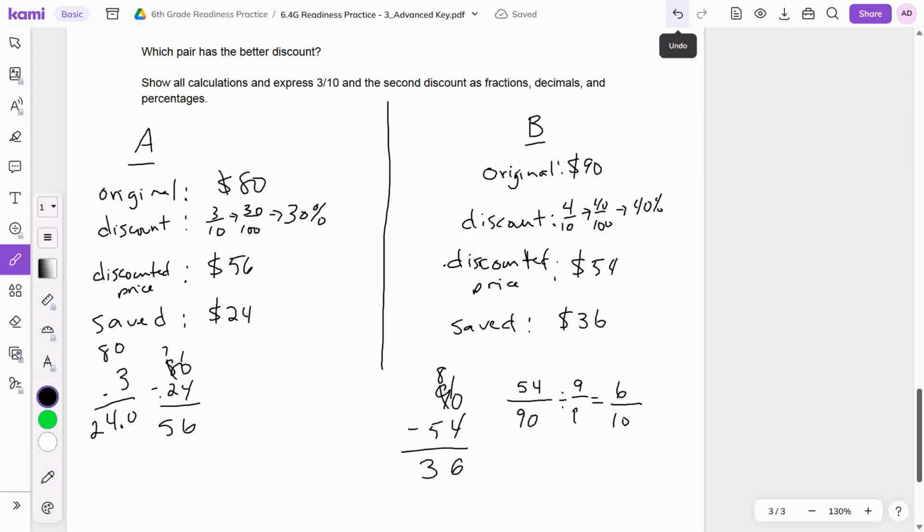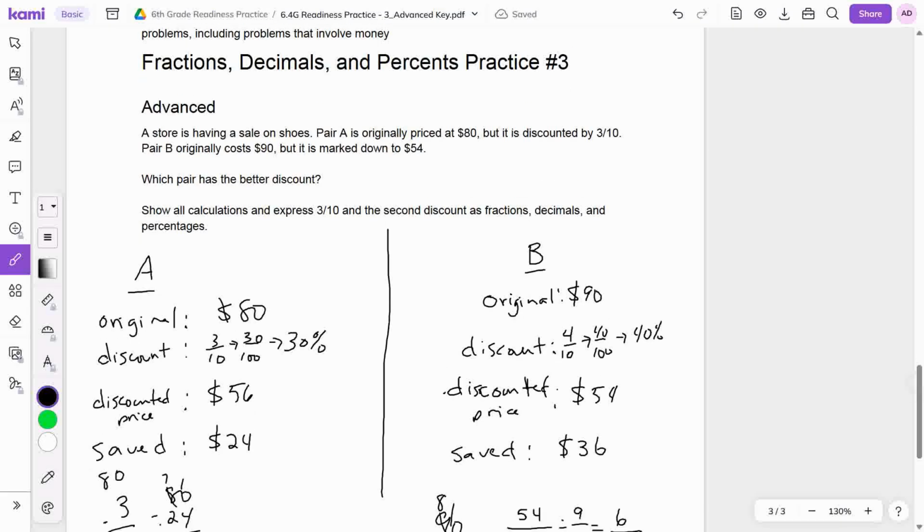So which pair has a better discount? Well, 40% off, and I save 36 bucks. Definitely, I'm going to say pair B.